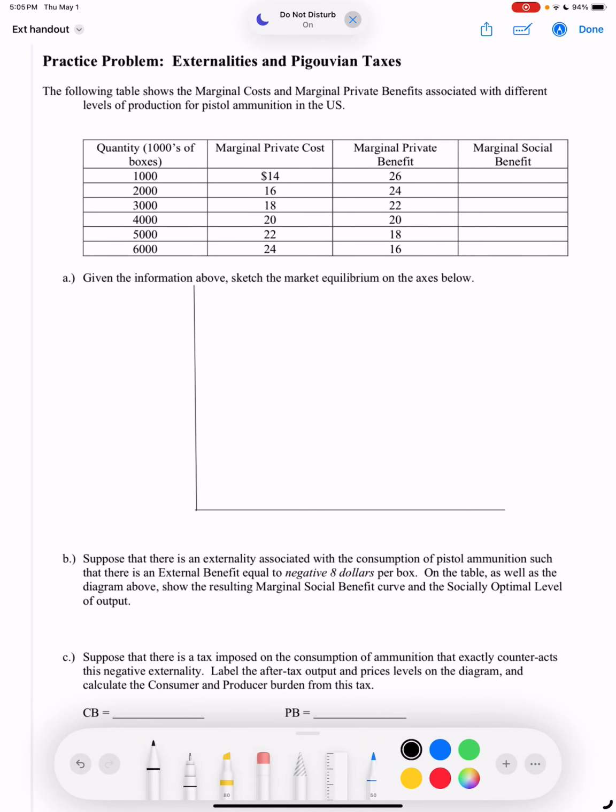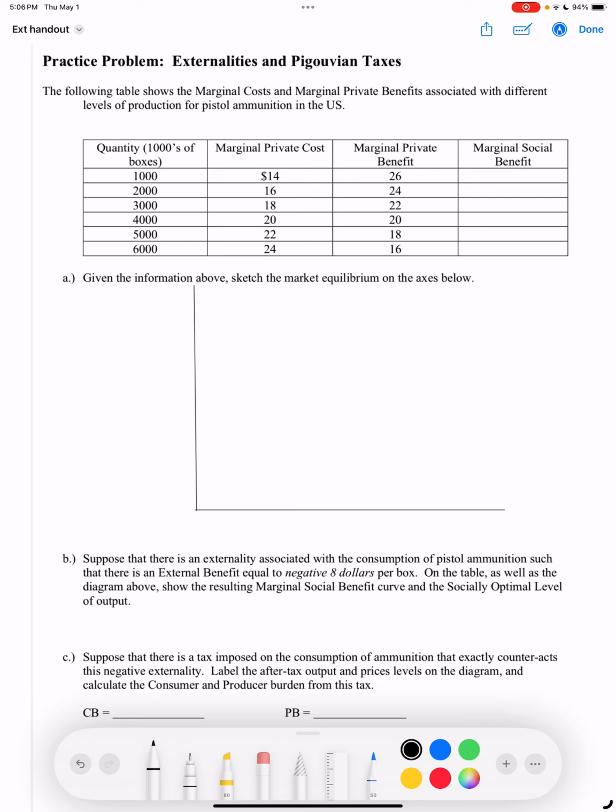All right, we're going to walk through a little numerical example of a socially optimal versus market equilibrium in the presence of an externality. The example scenario here, we have the supply and demand information for pistol ammunition. So what we're going for here obviously is going to be a negative consumption externality. But before we get to that part, let's break down what we have in the table.